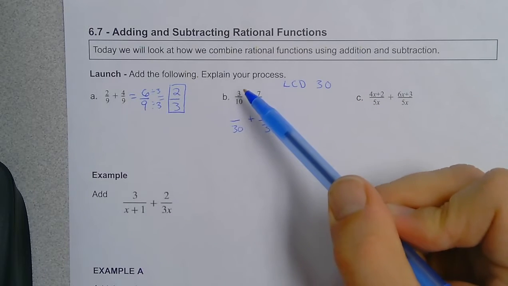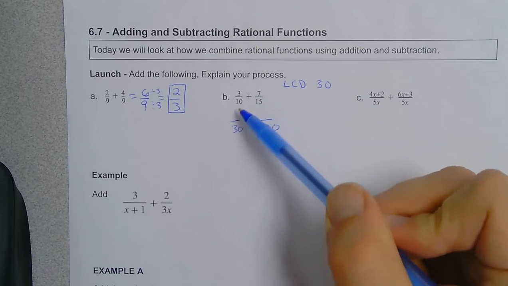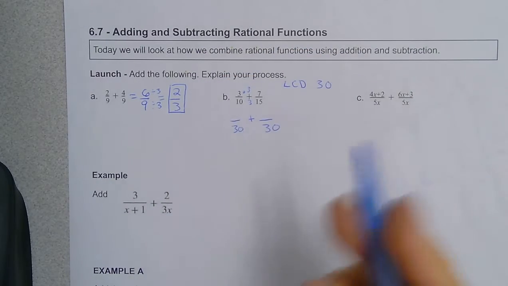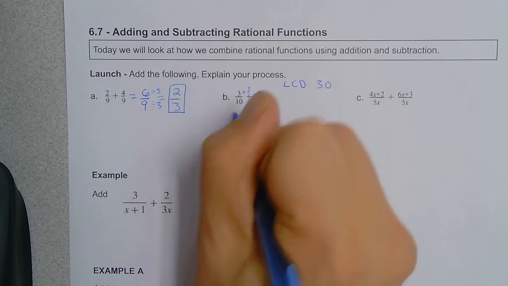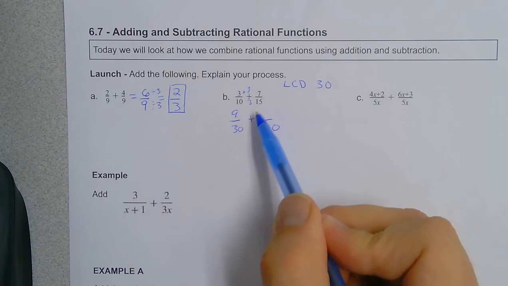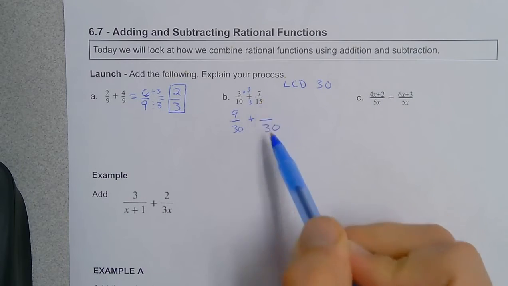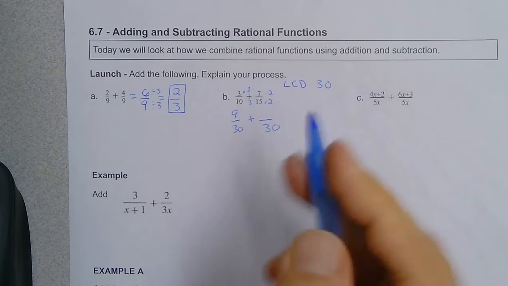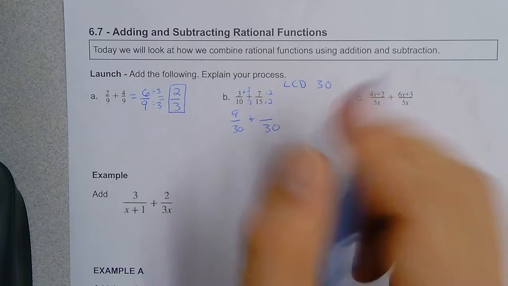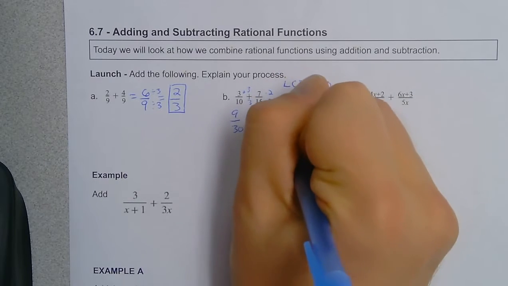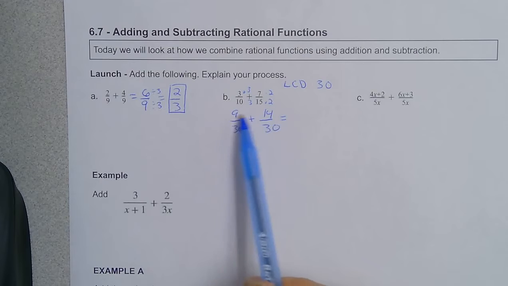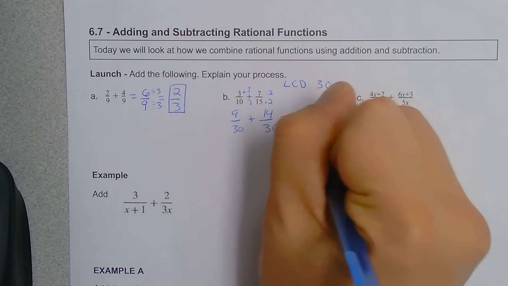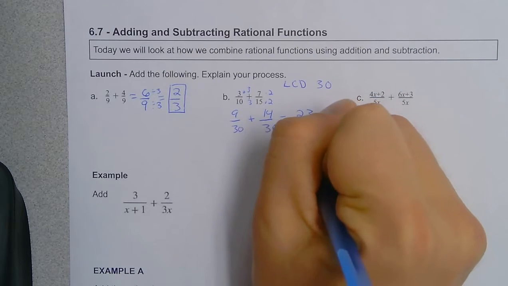So what would I multiply 10 by to turn it into 30? Well, that's 3. So I'm going to multiply the numerator and the denominator by 3. So 3 times 3 gives me 9. And then switching over to the other fraction, what do I multiply 15 by to make it into 30? Well, I multiply by 2. So 7 times 2 is 14. And when I add 9 plus 14, I get 23 out of 30.